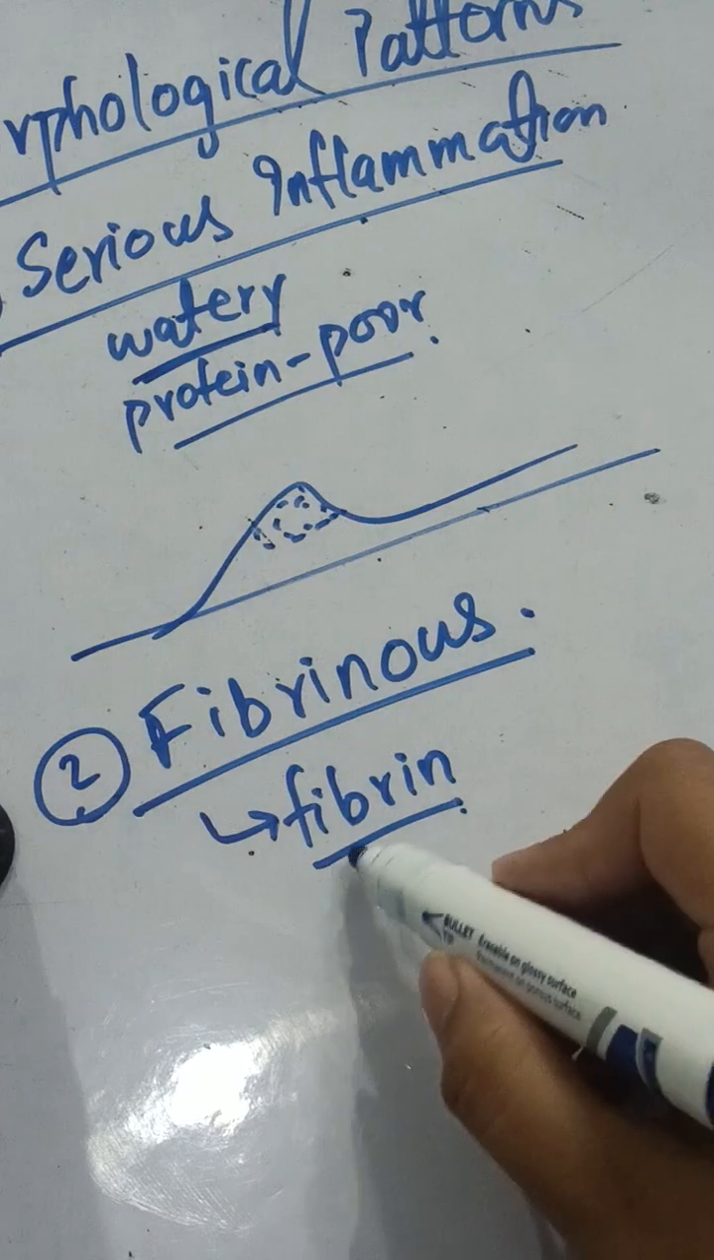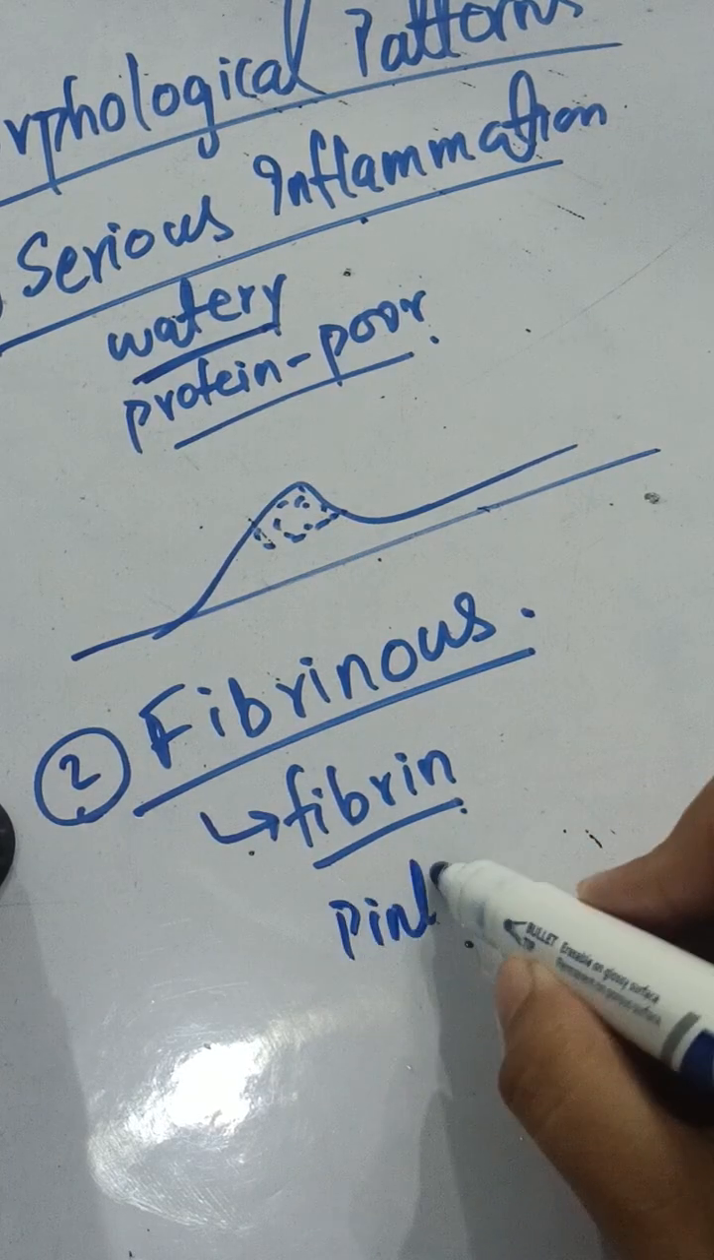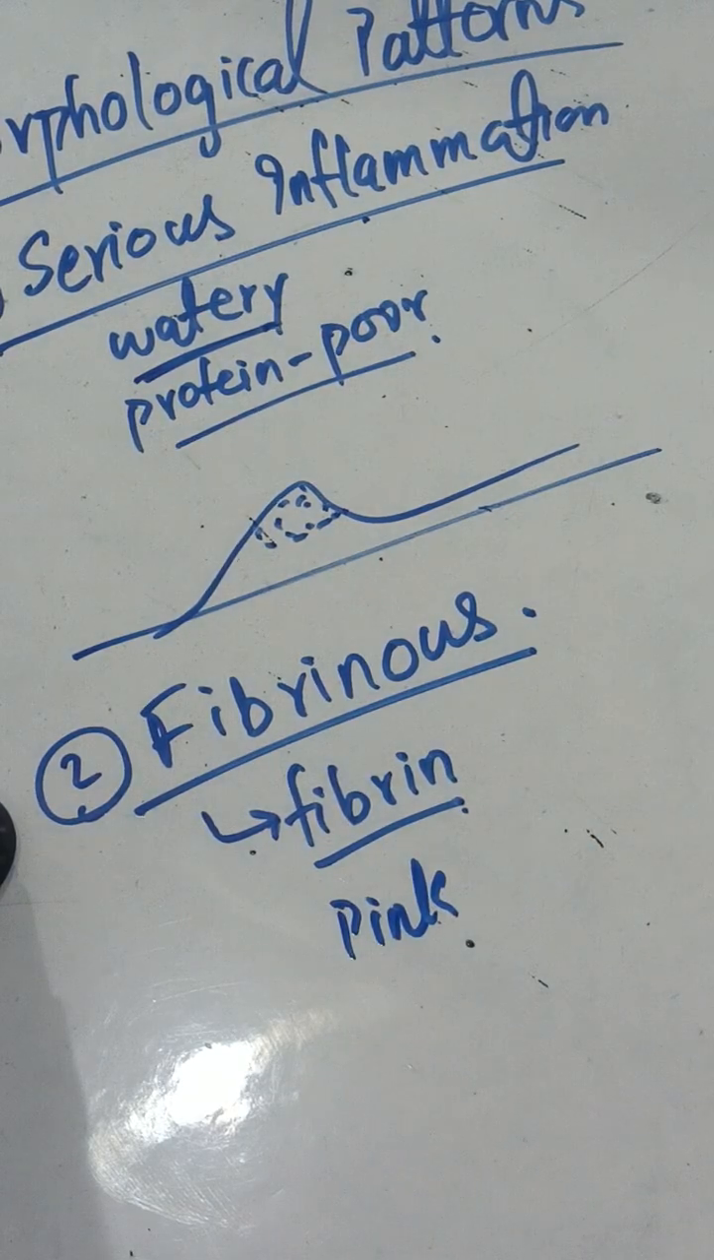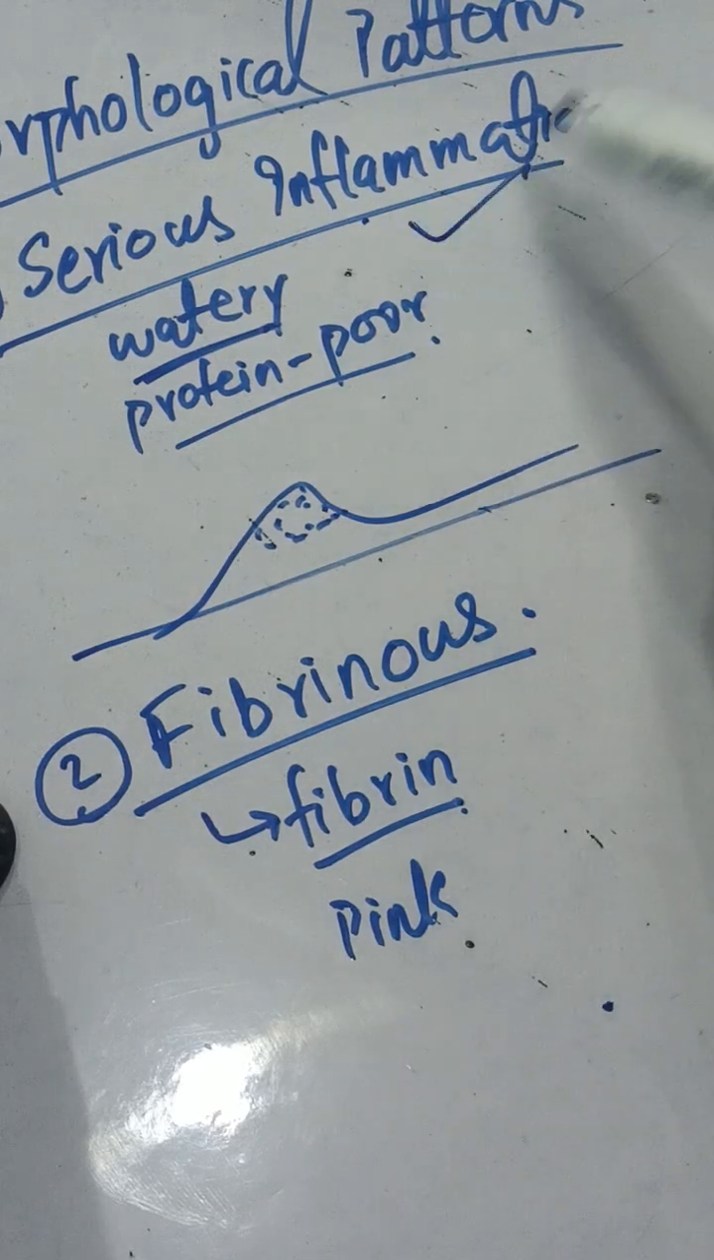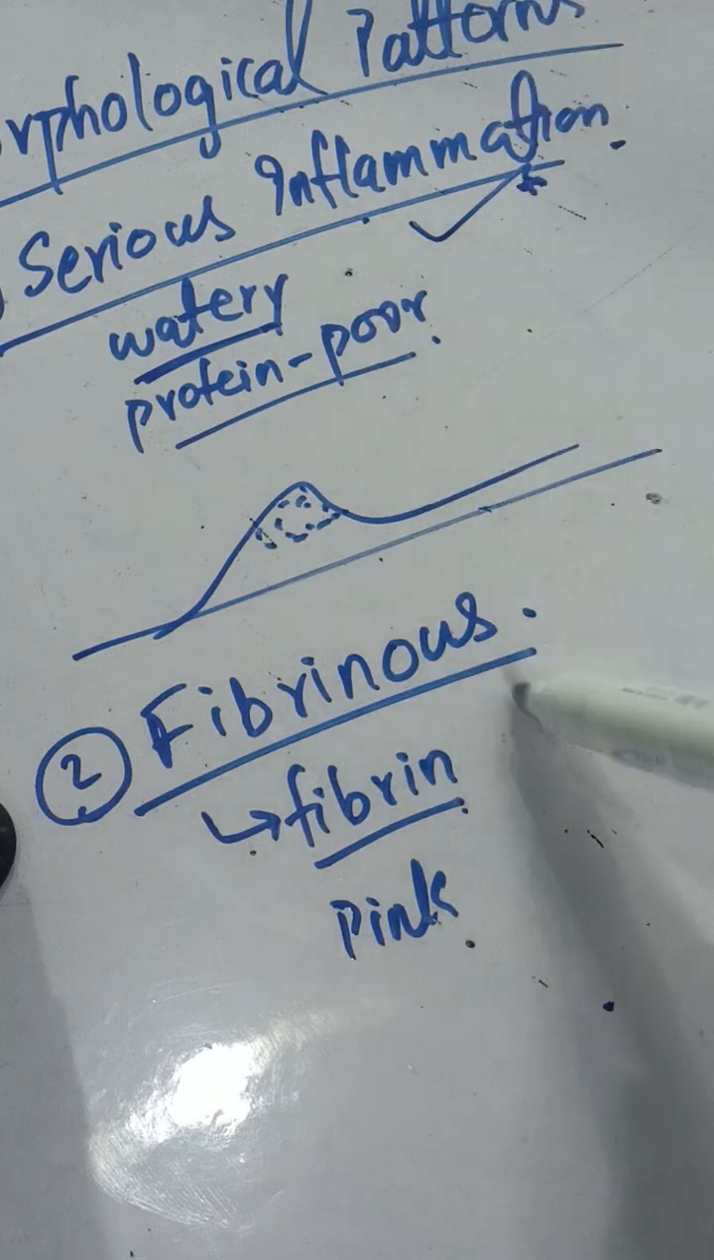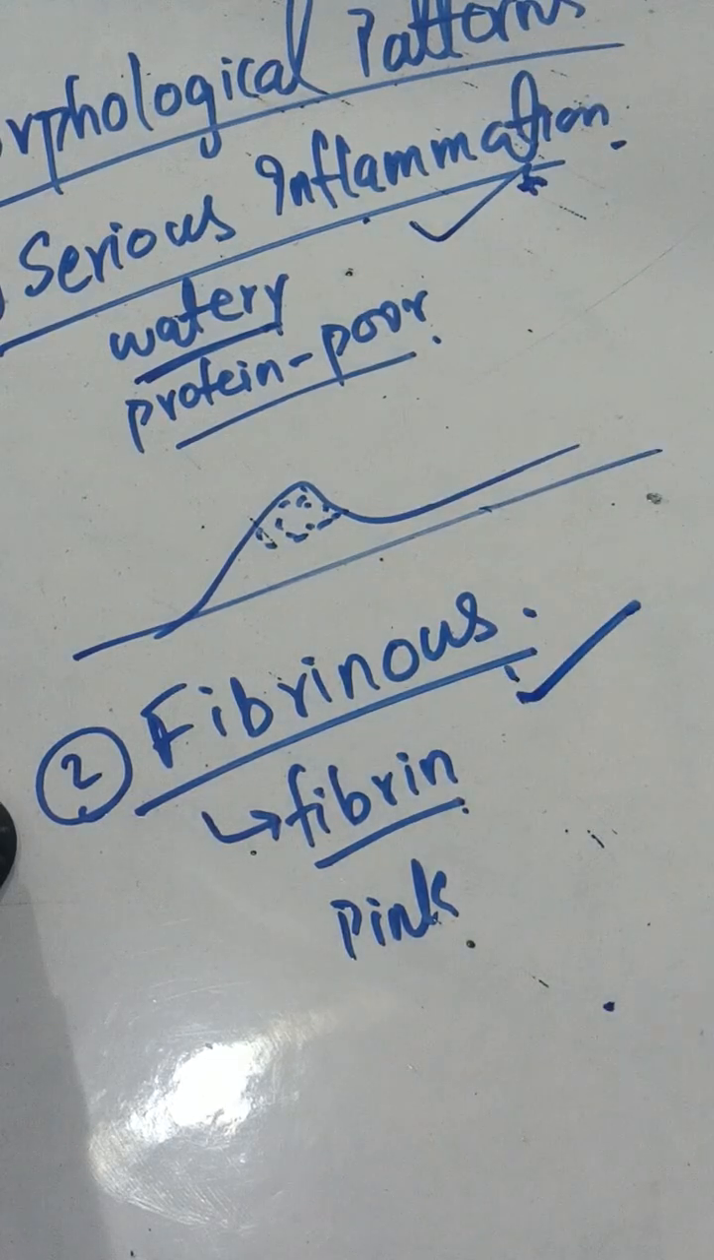And how will it appear? Due to the presence of fibrin, it will appear pink under the microscope, and you will see the eosinophilic fibrin threads, which appear pink in color. Where can this fibrinous inflammation occur? It will occur in the lining of body cavities like the pericardium, pleura, or meninges. Both serous inflammation and fibrinous inflammation occur in the lining of body cavities.